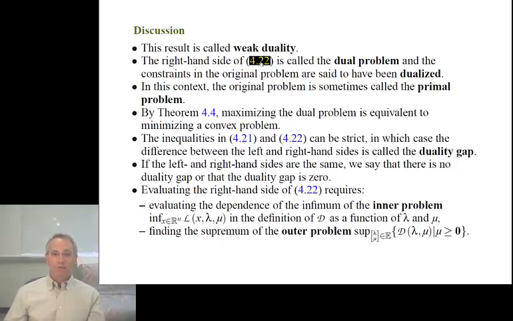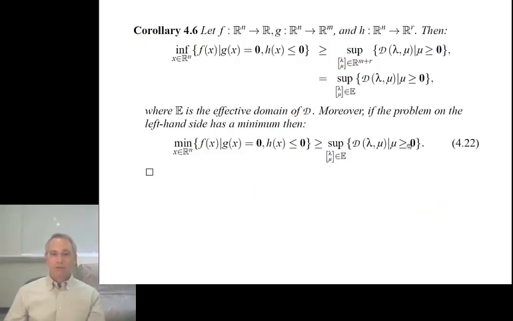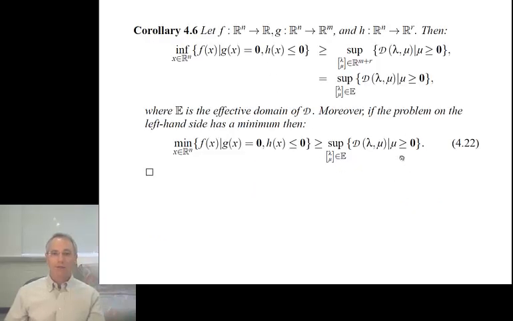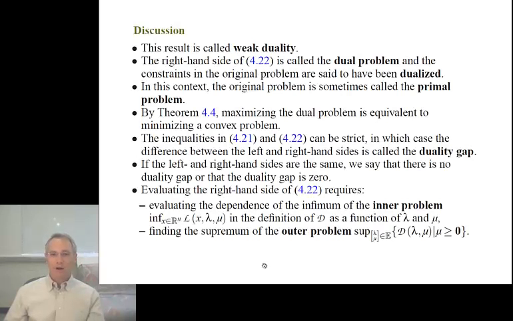The right-hand side of 422, this problem on the right-hand side, the sup, is called the dual problem. And we say that the constraints in the original problem have been dualized. You'll notice in 422 that there are none of the original constraints. The original problem had constraints g(x) equal to 0, h(x) less than or equal to 0. They've been eliminated in the dual problem. We now have variables lambda and mu that correspond to the original equality and inequality constraints, and we've got new inequality constraints, in fact non-negativity constraints on mu. So that right-hand side is called the dual problem.